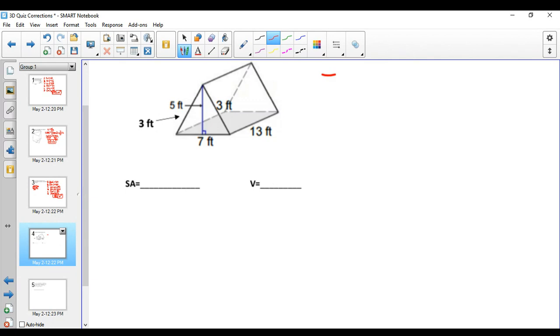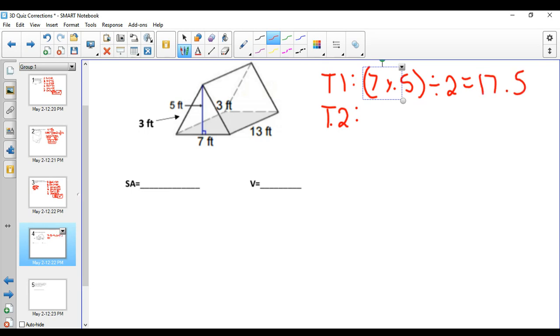So I'm going to call those T1 and T2 for triangle 1 and 2. This triangular face right here has a base of 7 and a height of 5. So we're going to do 7 times 5, then divide that by 2. That's going to give us 17.5. Because these are congruent, if triangle 1 has an area of 17.5, this one in the back would also have an area of 17.5. So far I have 2 faces that are 17.5 each.